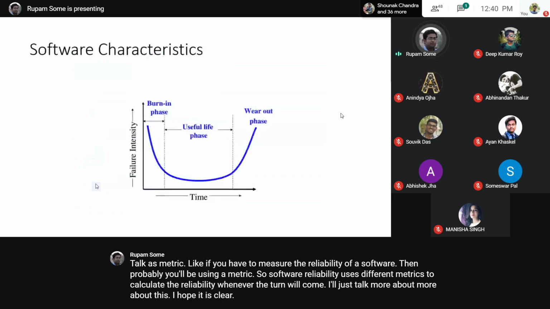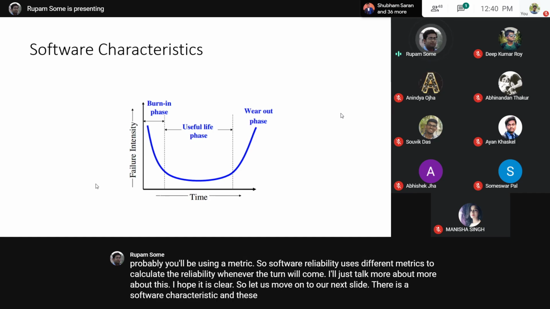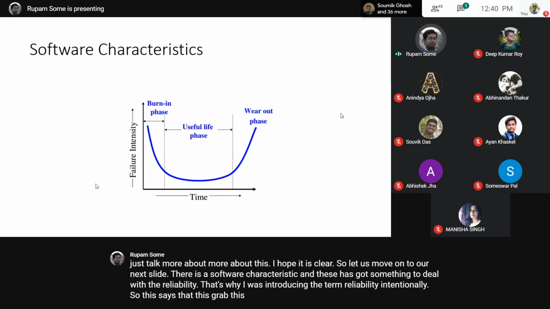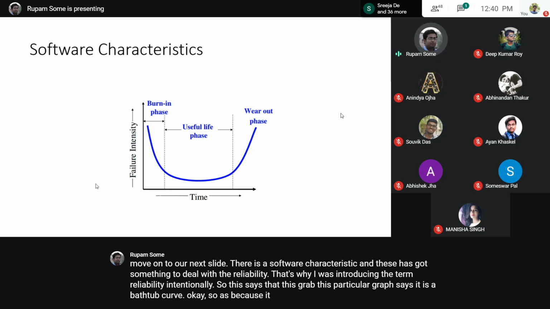So let us move on to our next slide. There is a software characteristic, and this has something to do with reliability. That's why I was introducing the term reliability intentionally. This particular graph is a bathtub curve, because it looks like a bathtub. This curve is related to depicting the reliability of a product.